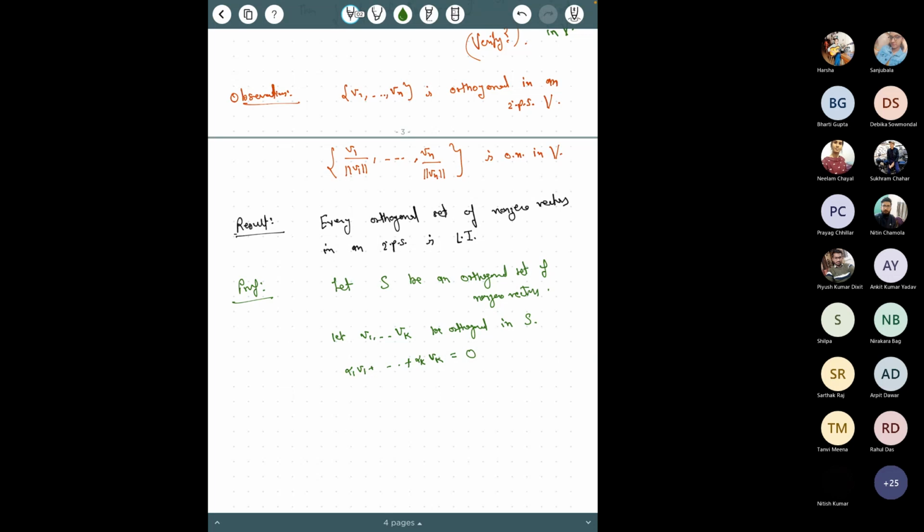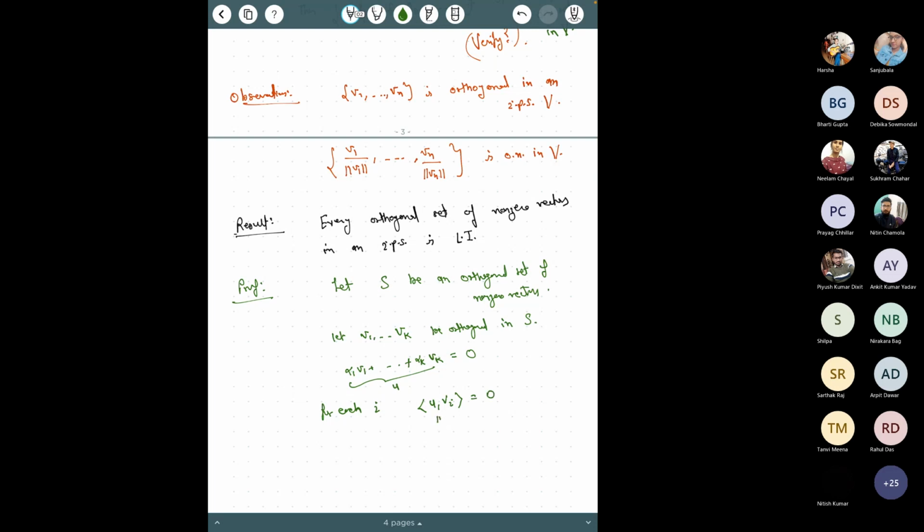Now these are vectors v1 to vk. They belong to a vector space, so their linear combination is again a vector. Just for simplification, let me call this sum u. Then for each i equal to 1 to k, you can take the inner product of u with vi. Each of these vectors vi is orthogonal, so this inner product is 0.